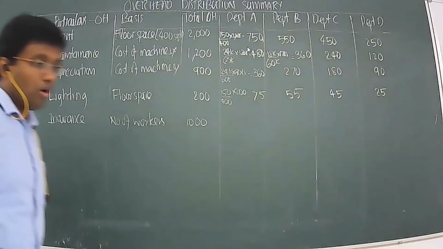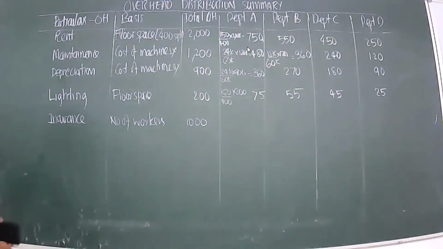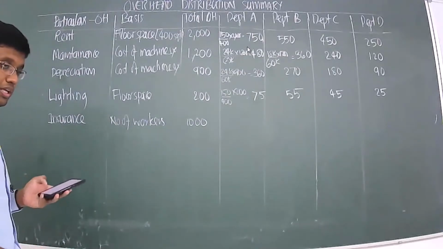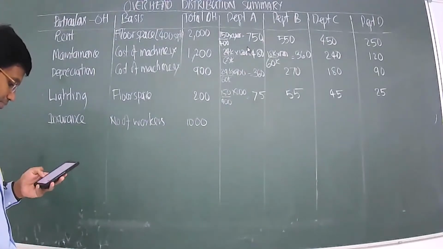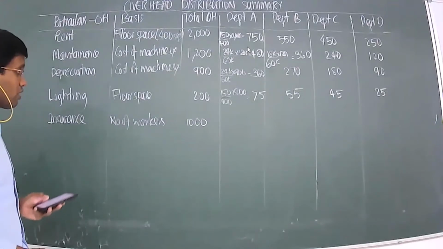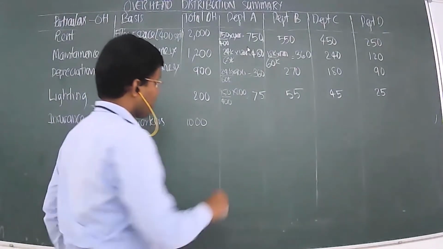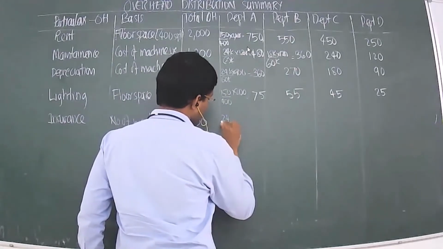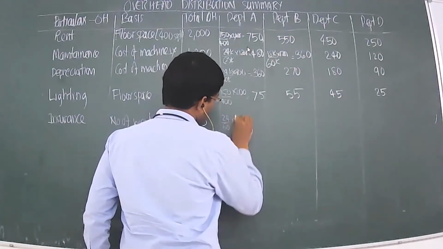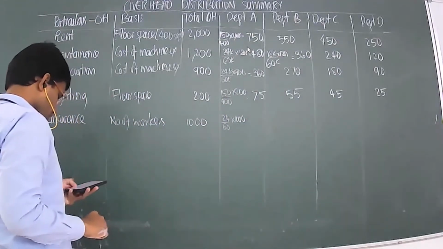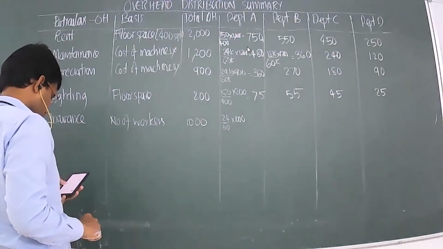Let's quickly calculate how many workers we have. We have 24 plus 16 plus 12 plus 8, that will be 60. So here how do we calculate? Here we have 24 workers, divide this by 60 into 1000. This will give you the insurance that you're paying for here.